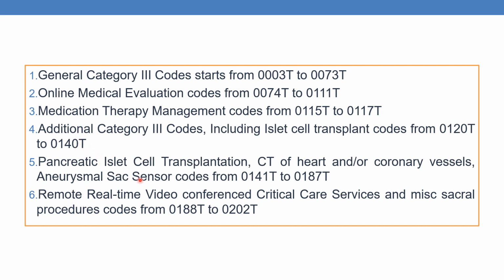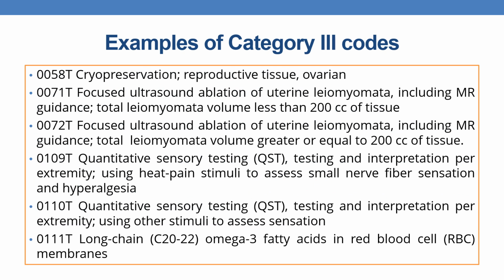The next is pancreatic islet cell transplantation, CT of heart and/or coronary vessels, and aneurysmal sac sensor codes from 0141T to 0187T. Next is remote real-time video conferenced critical care services and miscellaneous sacral procedure codes from 0188T to 0202T. Here is a list of some of the category 3 codes. Now here are some of the examples for category 3 codes.